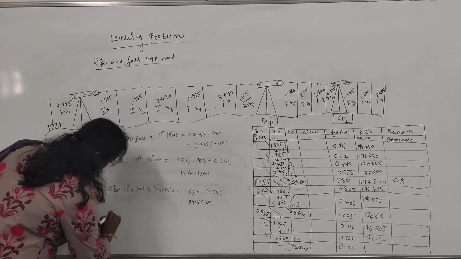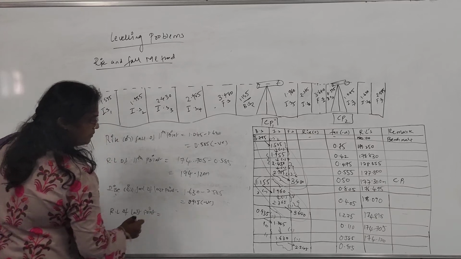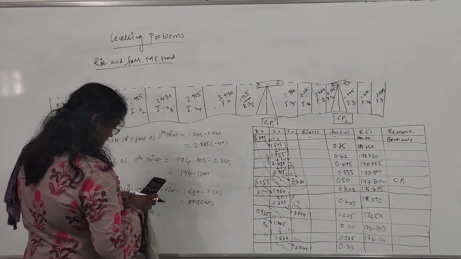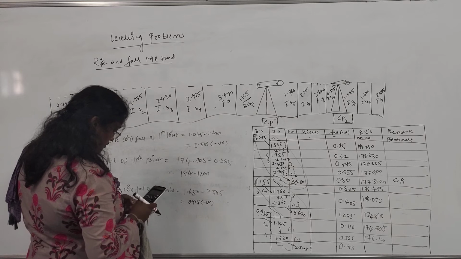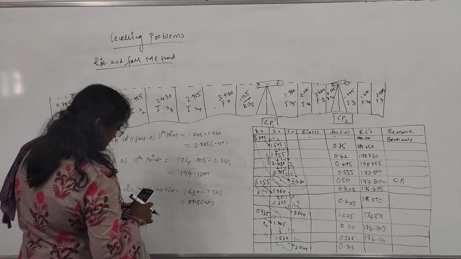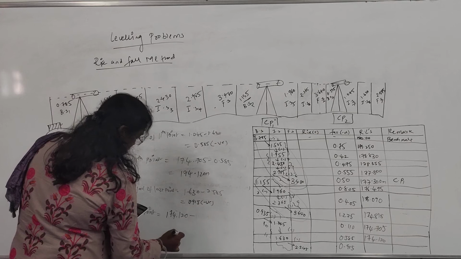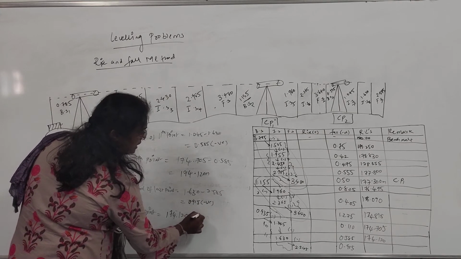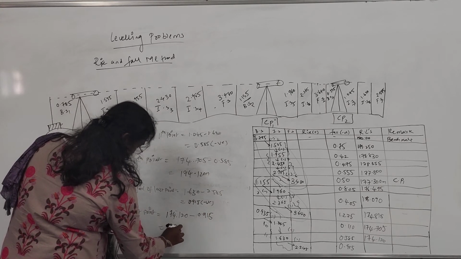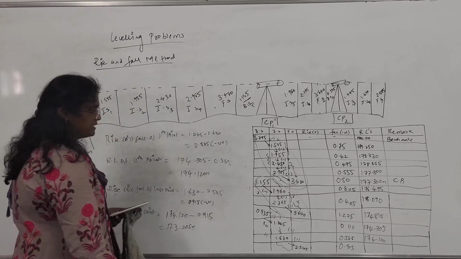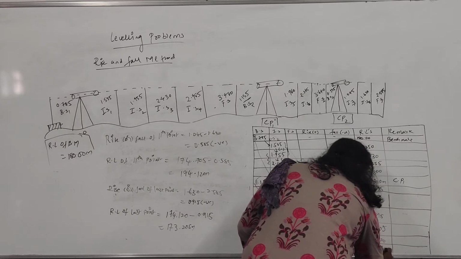Next, RL of the last point will be how much? 174.120 minus 0.915. 174.120 minus 0.915 will give you how much? 173.205 meters, 173.205, right?